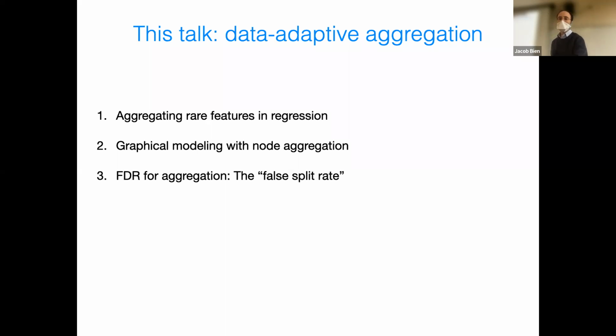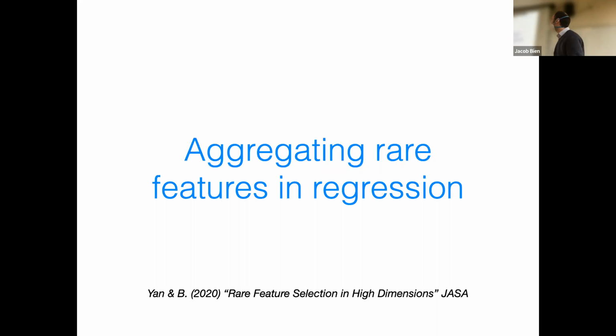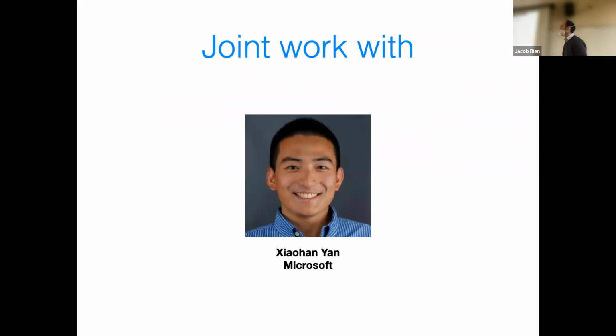To start with, we're going to talk about regression. This is actually work with my former PhD student, Xiaohan Yan, and that's the paper that I'll be talking about. Xiaohan was at Cornell with me, along with Giles Hooker, who's in the audience, just happens to be in town. Xiaohan is now at Microsoft.